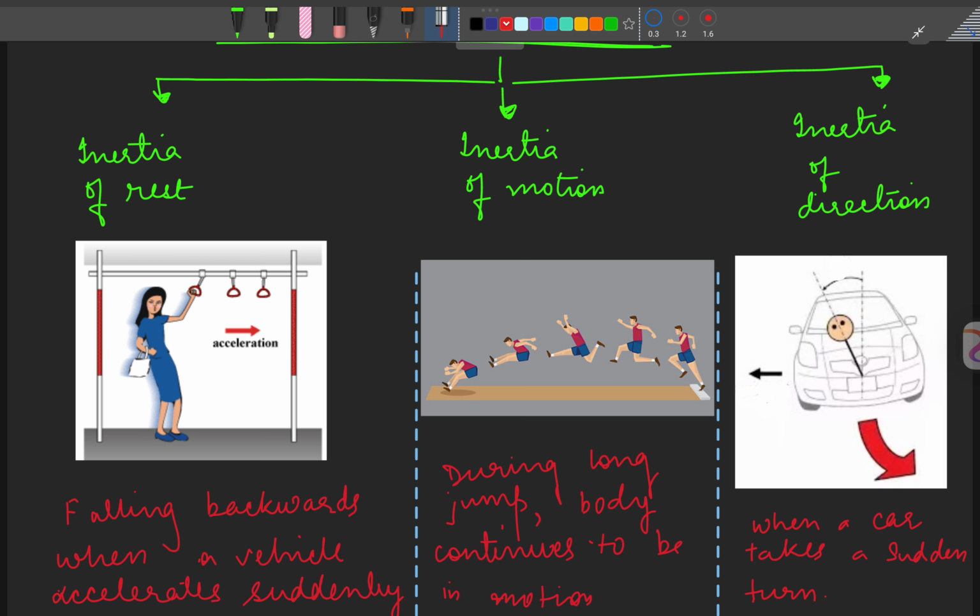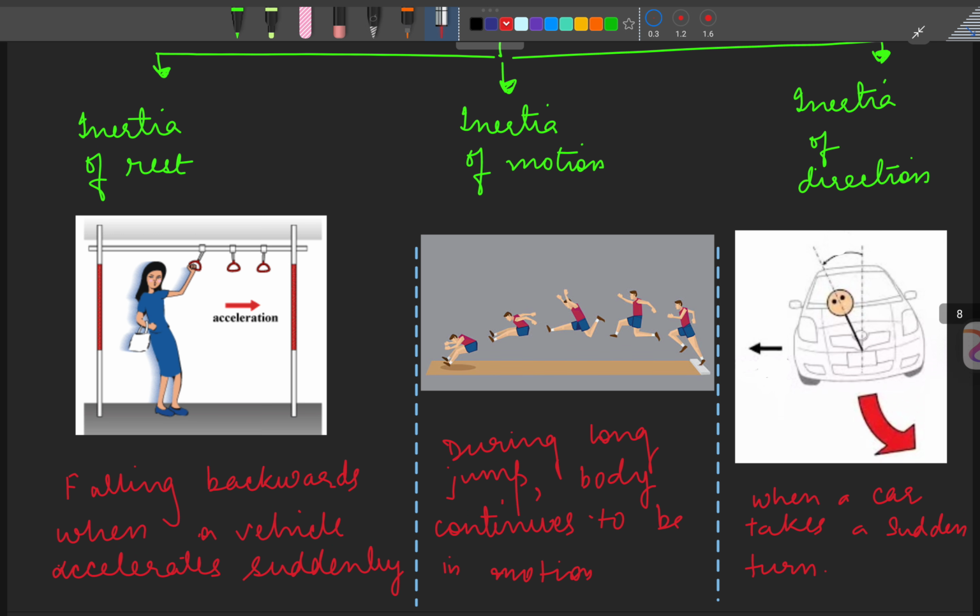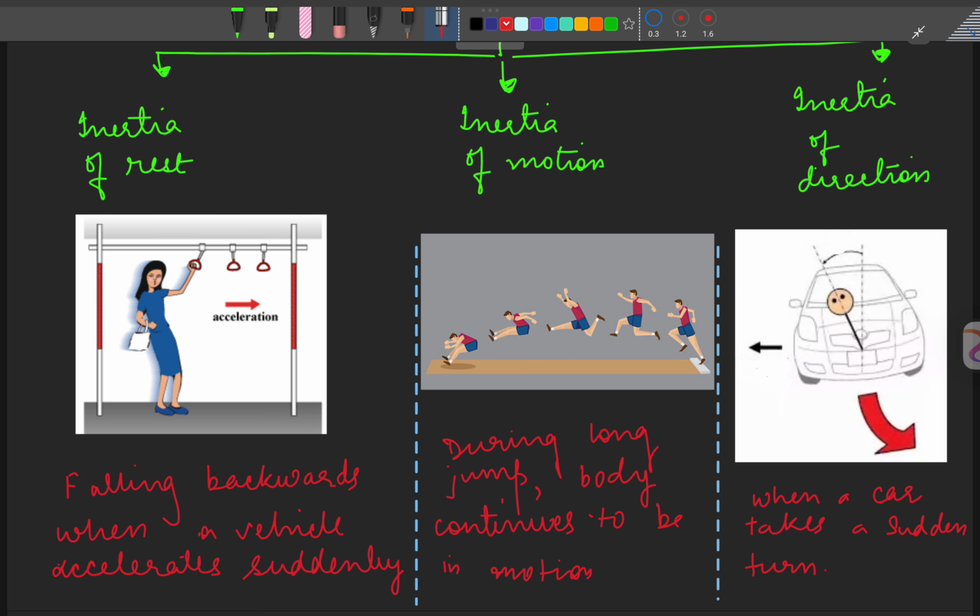Why does that happen? Because of inertia of direction. I hope you understood clearly the different types of inertia, how inertia is related to mass, and what exactly inertia is. Okay, thank you very much. In the next class, we'll take up the law of inertia, or Newton's first law of motion.